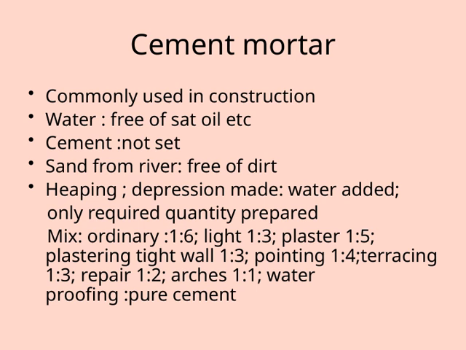Pointing typically uses a 1:4 ratio, and terracing might use 1:3. For repairs, a stronger mix like 1:2 is often used, and for arches, a 1:1 ratio, which is more cement-heavy, provides the necessary strength. Waterproofing mortar is usually made with pure cement to ensure it's waterproof. The key takeaway here is that adjusting the ratios based on the specific application is vital for achieving the desired strength and durability of the mortar, which ultimately impacts the quality of the construction.